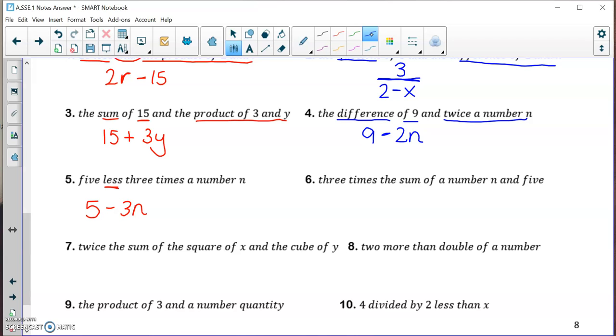3 times the sum of a number n and 5. So this means 3 times the whole sum of a number n and 5, so n plus 5.